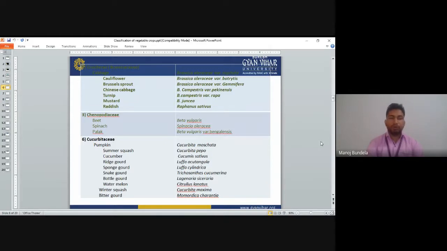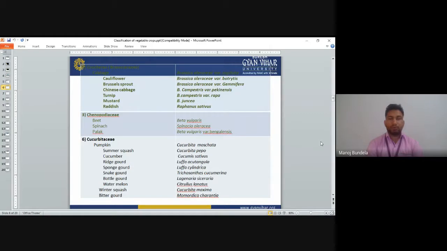Sponge gourd, Luffa cylindrica. Snake gourd, Trichosanthes cucumerina. Bottle gourd, Lagenaria siceraria. Watermelon, Citrullus lanatus. Winter squash, Cucurbita maxima.